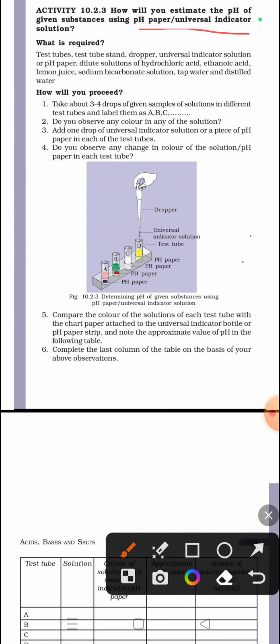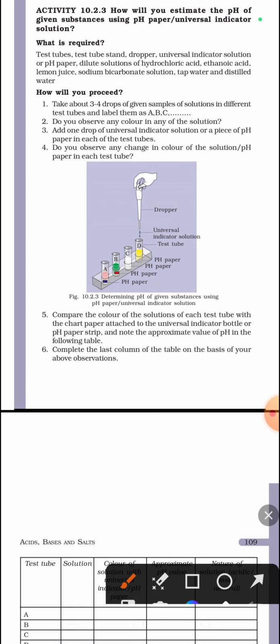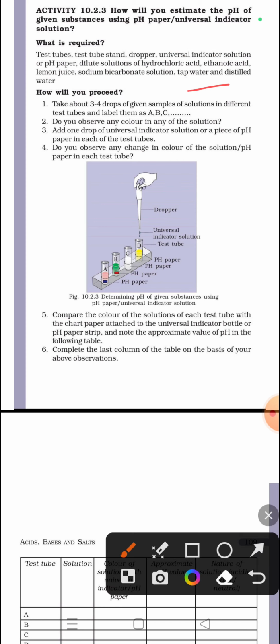or universal indicator. What is required? The required material given in the laboratory: test tube, dropper, universal indicator solution or pH paper, dilute solution of hydrochloric acid. Here some compounds are considered, that is hydrochloric acid, ethanoic acid, lemon juice, sodium bicarbonate, tap water, distilled water. How will you proceed?